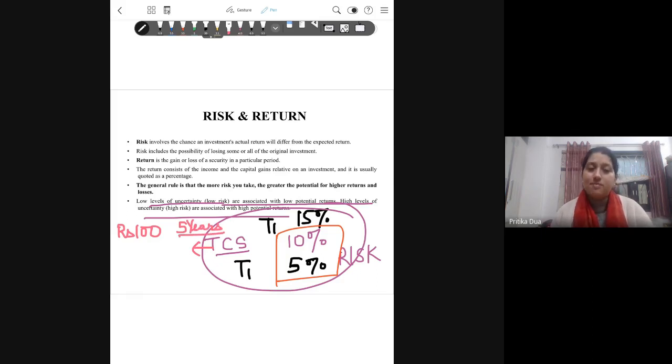So what am I expecting in return? I expect some dividend in each of these years. So this is one return that the investor expects. And the second is the capital gain. That is when I go to the market at the end of the fifth year to sell this share, then it should give me some capital gain.